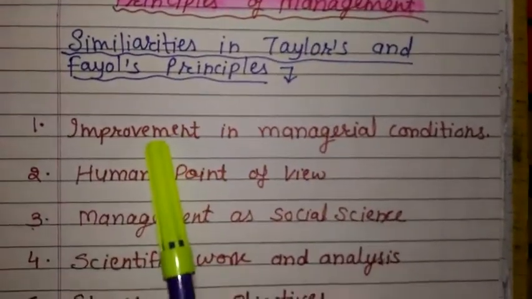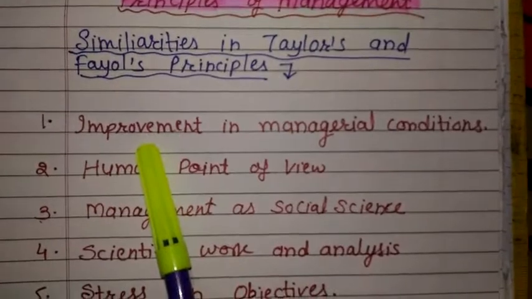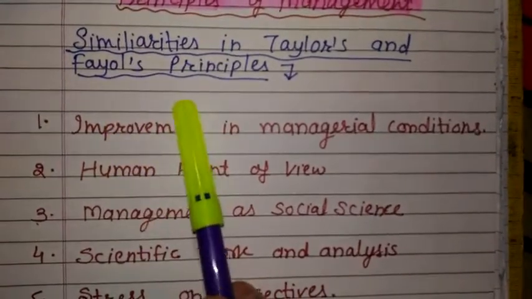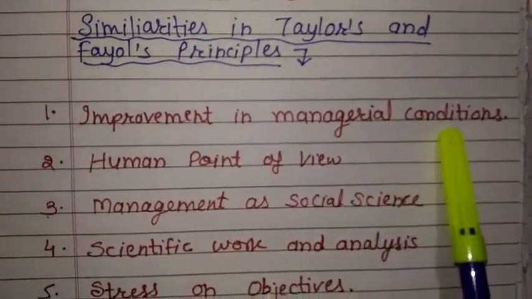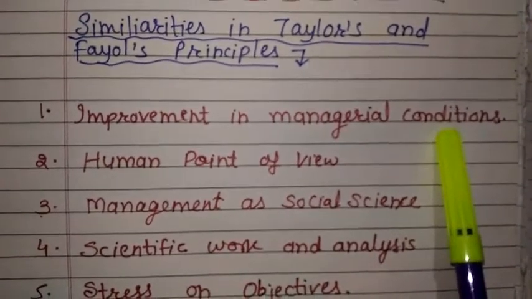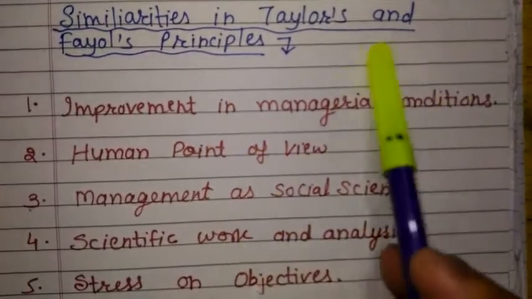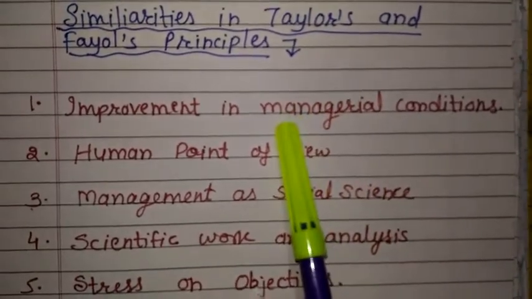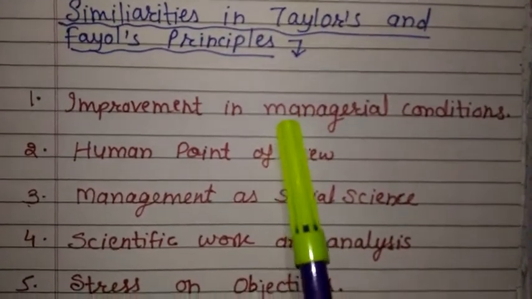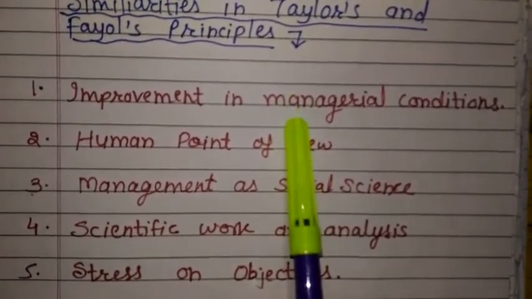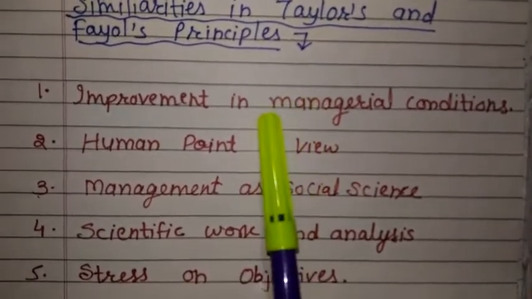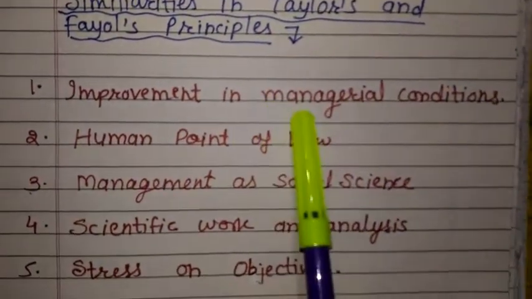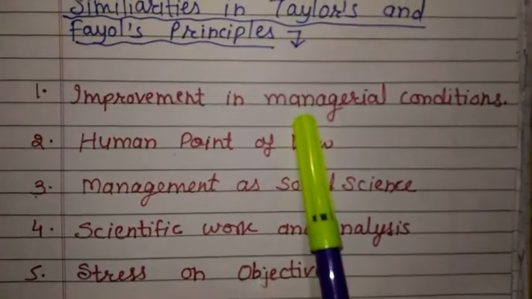First of all, the first similarity is improvement in the managerial conditions. As you know, Taylor and Fayol both tried to improve the conditions of management. They gave a number of principles for improving managerial conditions, like division of work. They explained the division of authority and responsibility clearly, etc. In this way they tried to make the work of management easier and improve the managerial conditions so that the work of management can be performed easily.